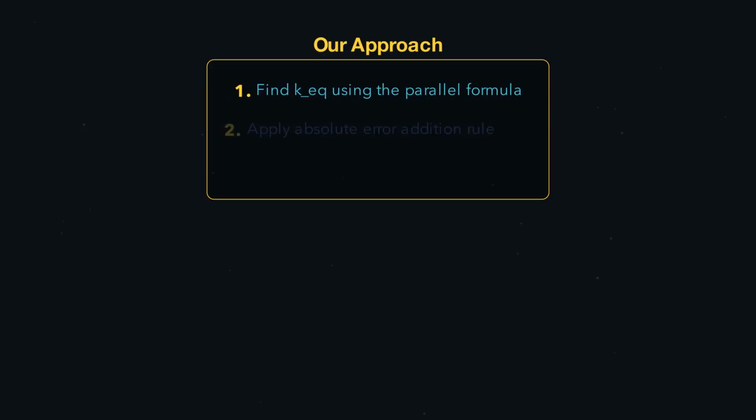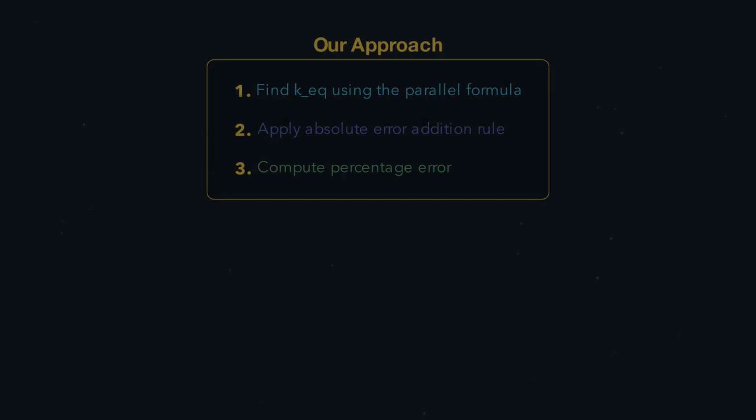Here's our approach. First, we'll find the equivalent spring constant using the parallel combination formula. Then, we'll apply the golden rule of error propagation for addition. Finally, we divide to get the percentage error. 3 clean steps. Step 1.